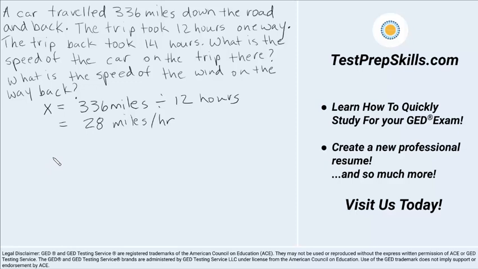Okay, so let's go back and start with the first step. First thing we need to do is figure out the speed of the car on the way back. So same thing, 336 miles. That's going to be divided by 14 hours. And when we do that calculation, that gives us 24 miles per hour.